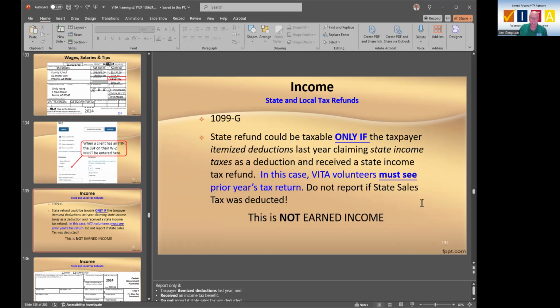Arizona stopped sending out 1099-Gs, and we have to go look it up online. So here's the bottom line. First of all, look at the prior year tax return. If they did not itemize deductions, ignore it, okay? If they did itemize deductions, there's a TaxSlayer worksheet where you have to put in information and it will figure it out, okay? And by the way, if you've got the previous year tax return, you know what the refund was.